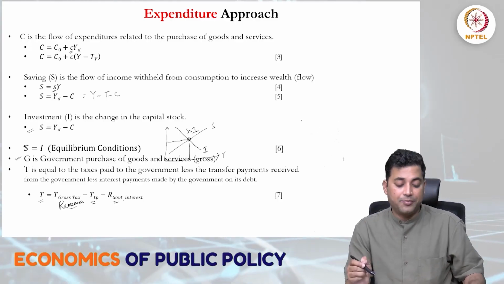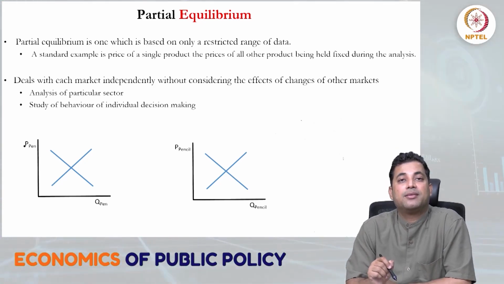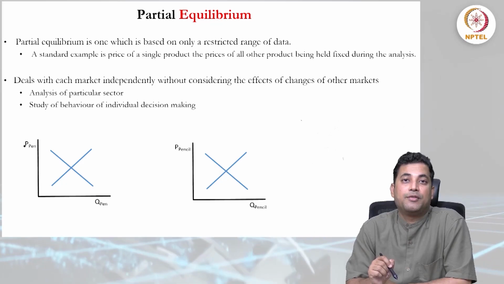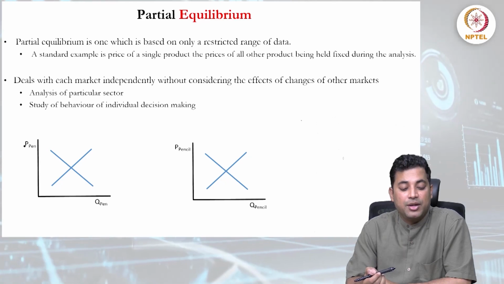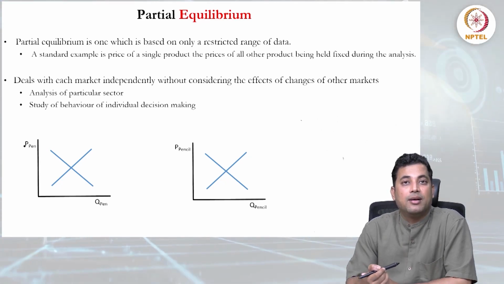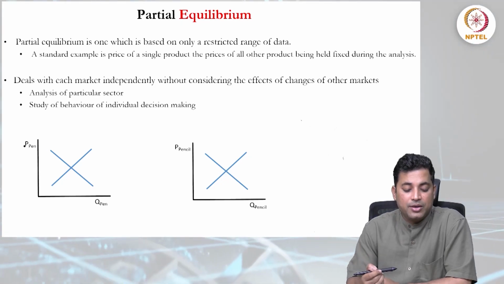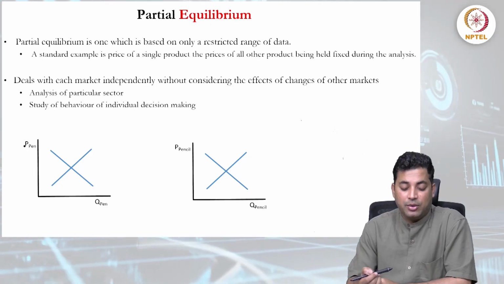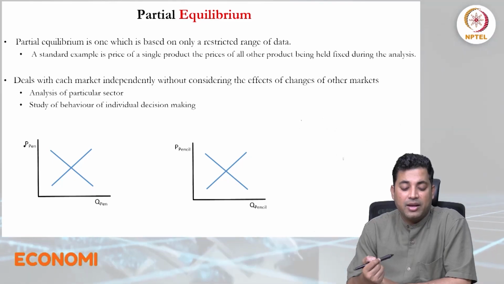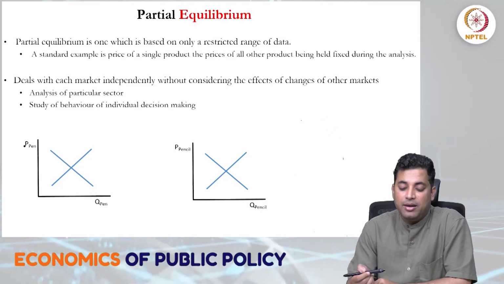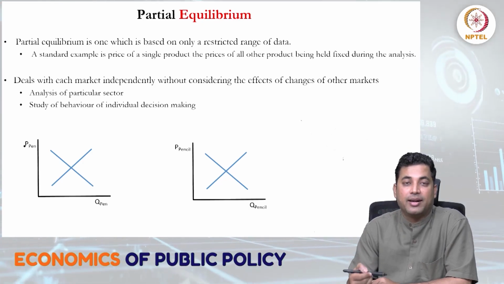So now let's move to two important concepts in economics. We always try to find out the optimization conditions, so equilibrium points that we try to look at. And here there are two ways that one can understand economic efficiency and also the equilibrium conditions. So the partial equilibrium, let's begin with that first. Partial equilibrium is based on only a restricted range of data, and particularly on one market at a time.